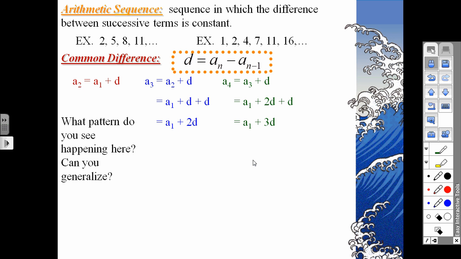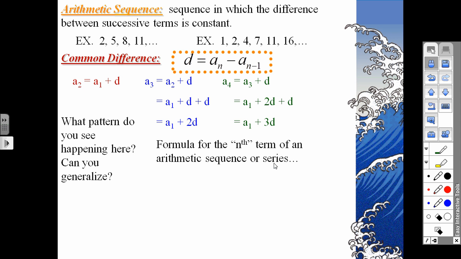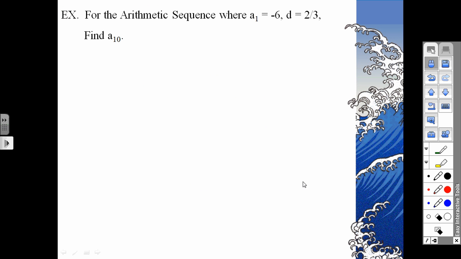So maybe we can come up with a rule or a formula to figure out the nth term of an arithmetic sequence or series. And that would be to take the first term, a sub 1, and add n minus 1 times d. So if you wanted a sub 5, you're going to take a sub 1 plus 5 minus 1, which is 4, times whatever the common difference happens to be. So let's put this to work. Let's test this out and see how it goes.